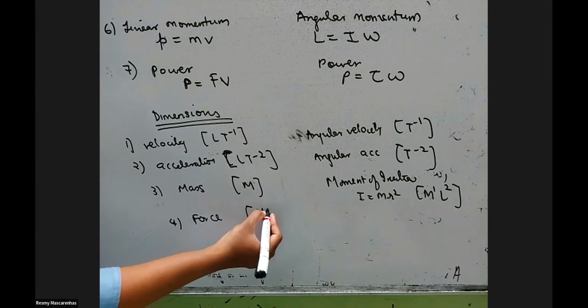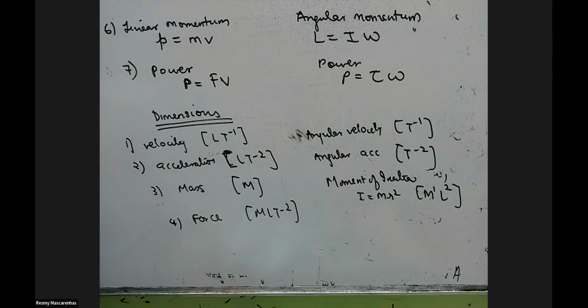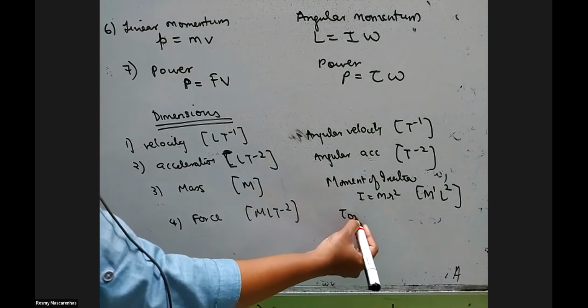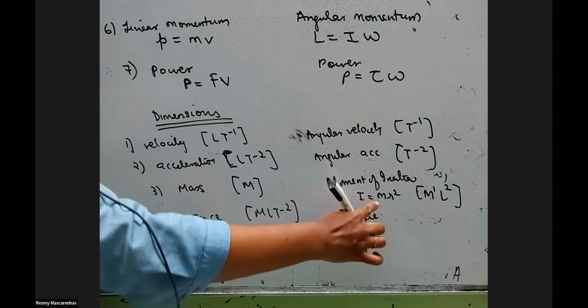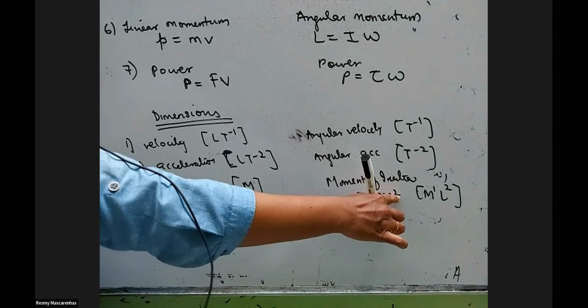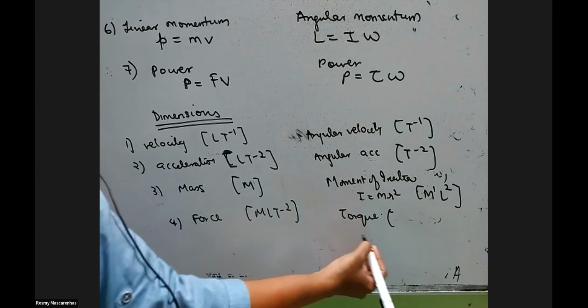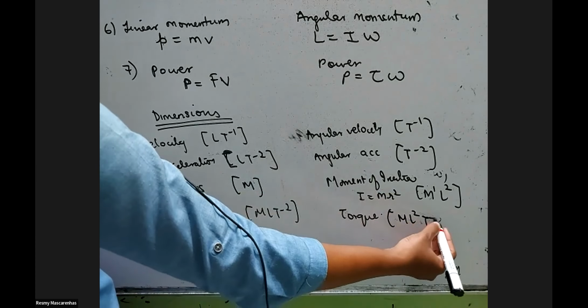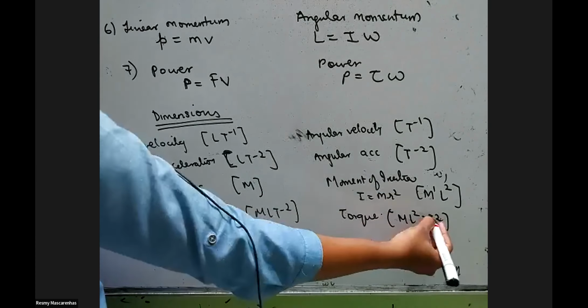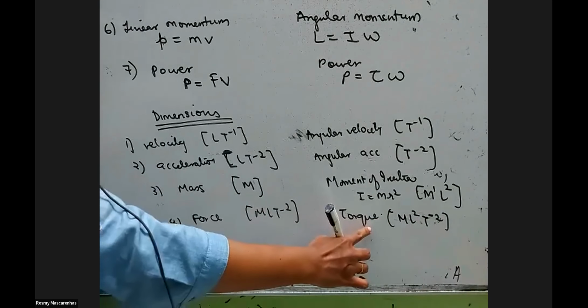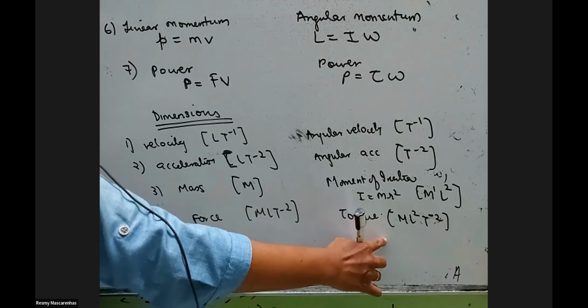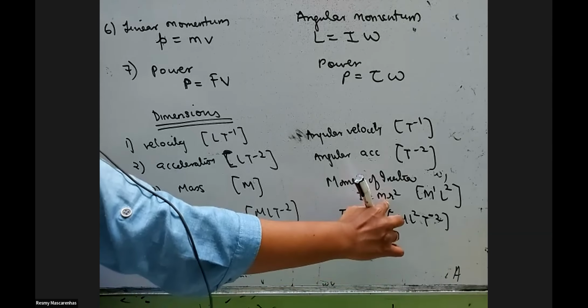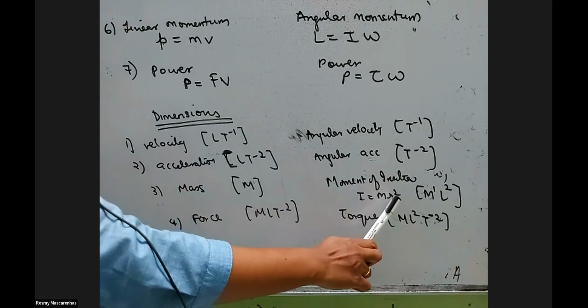Torque will have this I, which means an extra length square always. That's why this will be M L square T minus 2, because torque is always I into alpha. I means what? Mr square. Square here.